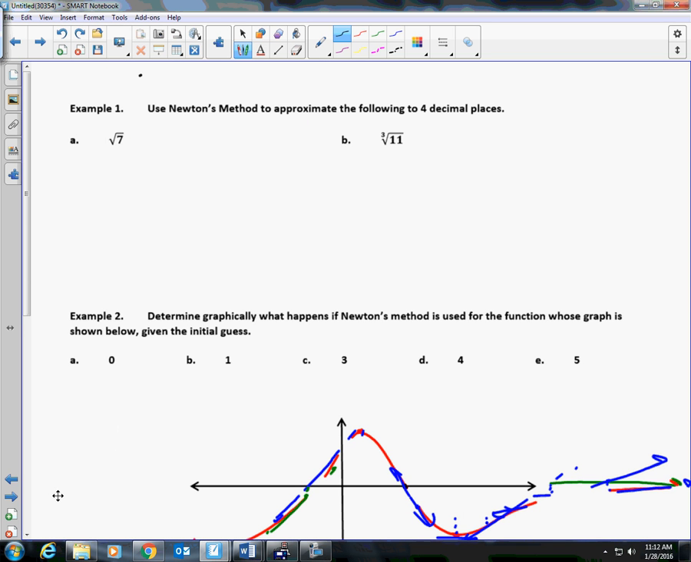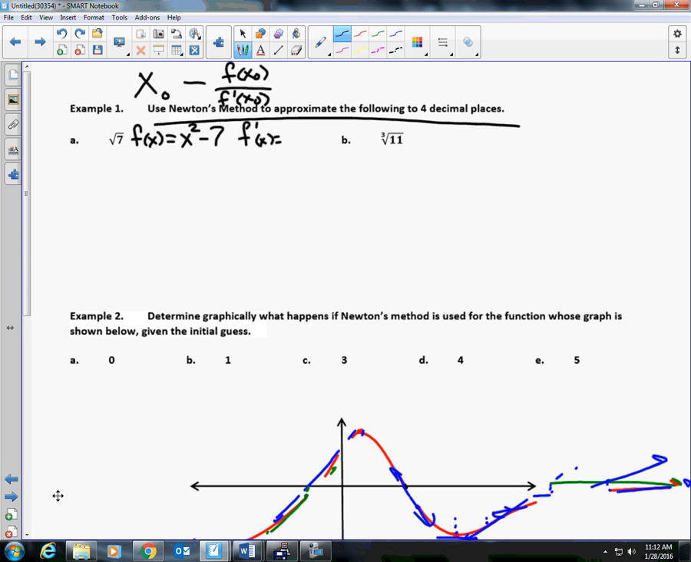Flip it over and use Newton's method to find the following to 4 decimal places. This is what you want to try to memorize: x sub 0 minus f of x sub 0 divided by f prime of x sub 0. If I'm finding the square root of 7, what is f of x? X squared minus 7 would have a solution of square root of 7. Good. What is f prime of x? And what is your guess? Sure, guess 2. Go. See what you come up with.